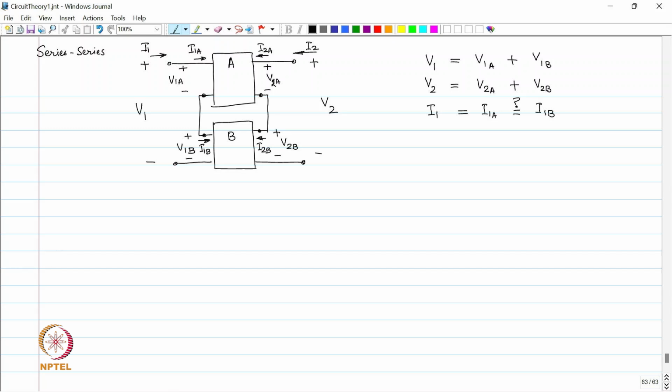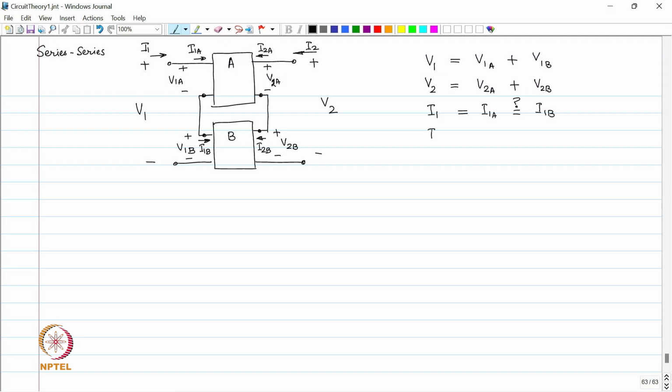Even then, it can go to the other port also. So, all that you are saying over here is I1A plus I2A is equal to I1B plus I2B. That is the only conclusion you can make, right? You can't make the conclusion that I1A is equal to I2A, but let us put a qualified equal to over there.